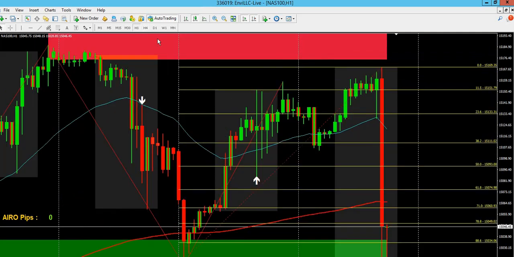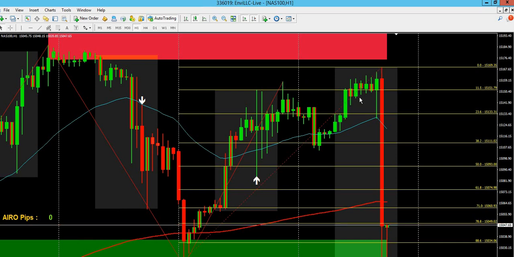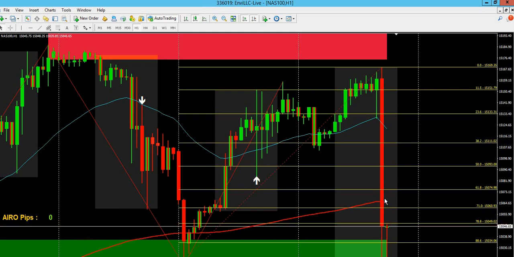61.8. You look at it here. Honestly, this zigzag should have been brought over because I really measured it for this. And when it came down, that 61.8 was right here. And look what that 200 is on the H1. Alright.